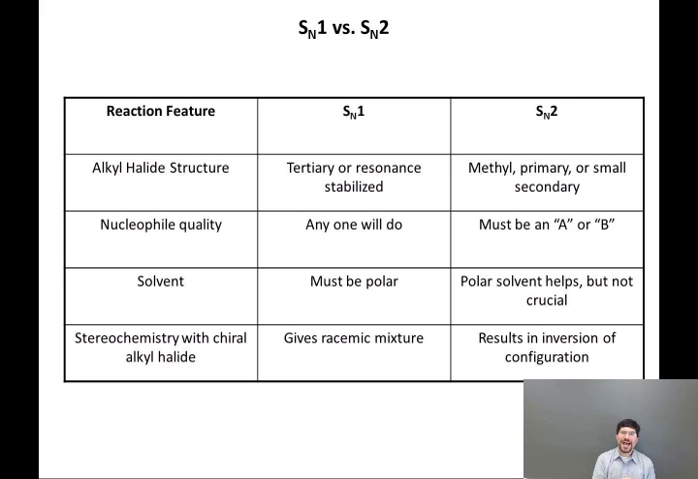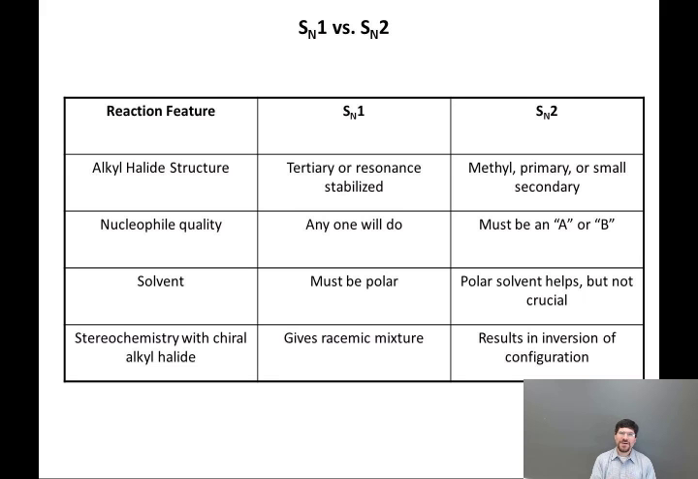Next thing you should look at is the solvent that's given to you in the reaction. For the SN1 reaction to take place, the solvent must be a very polar solvent. Water, methanol, some combination of water and ethanol. For the SN2 reaction, polar solvents help, but they are not crucial. So SN2 reactions can go in a wide variety of solvents, including solvents that have been classified as moderately polar solvents, back in the lesson on solvents.